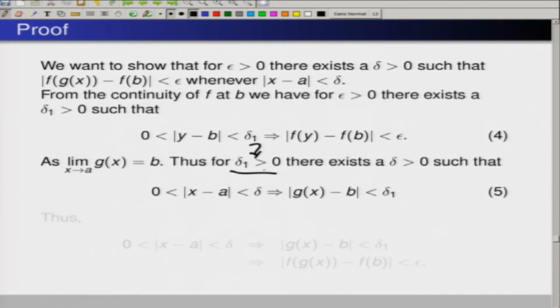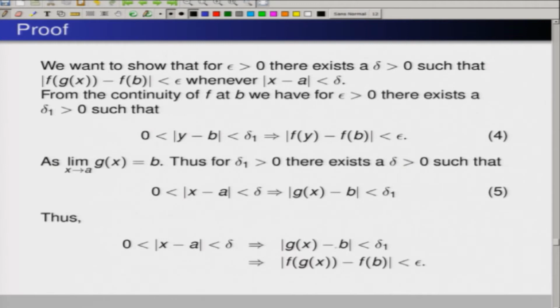For this delta 1, which is a positive number, we are going to get another positive delta, such that whenever x lies between a minus delta and a plus delta, then |g(x) - b| is less than delta 1, right. Therefore, you combine these two. Now I take this delta, I take my x such that |x - a| is less than delta. This will imply |g(x) - b| is less than delta 1.